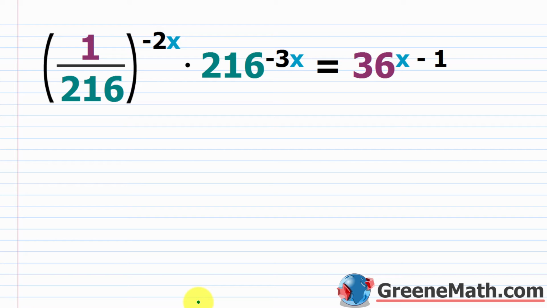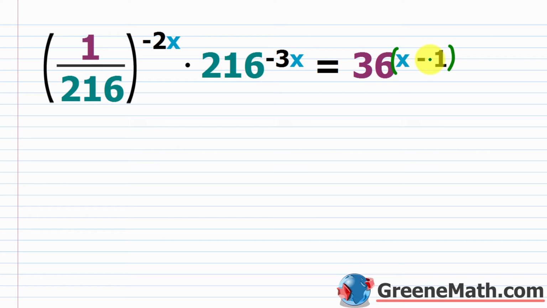All right, for this problem, we have 1 over 216, and this is raised to the power of negative 2x. Then multiplied by 216 raised to the power of negative 3x. This is set equal to 36 raised to the power of x minus 1. So this is a quantity here, x minus 1. You can wrap this in parentheses to make this crystal clear if you want.